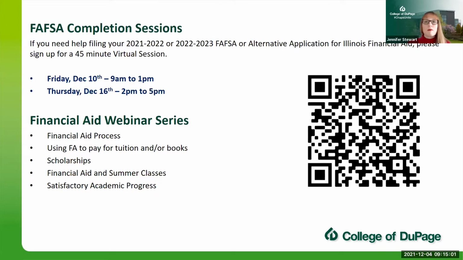We also have a financial aid webinar series that we did this semester, and we'll be doing new ones in the spring. These will give you more in-depth information if you want to know more about loans, or you want to know more about how financial aid is used to pay for tuition, how financial aid is used to pay for books. So what you can do is you can scan our QR code, and it'll take you to our events page where you can view the FAFSA completion sessions as well as the webinar series. We will be having more FAFSA completion sessions in January. We're just waiting to see what our schedule is going to be like, but right now we have those two remaining in December.